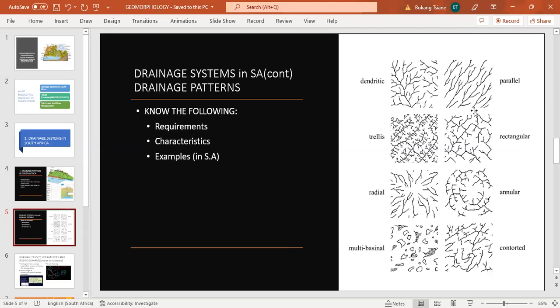I'm gonna share a screen where you see where dendritic comes from, its requirements, its characteristics, and its examples. But I have to go through the slide first, and then I'll do that in a moment.